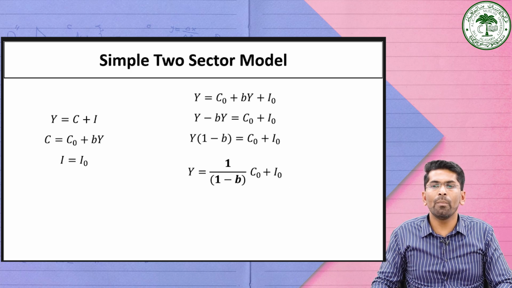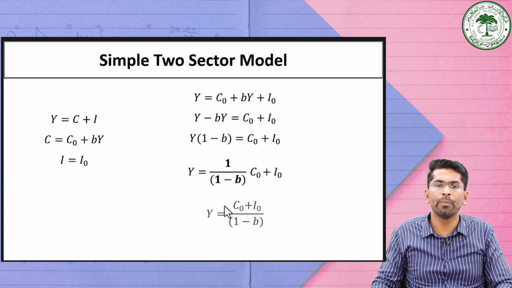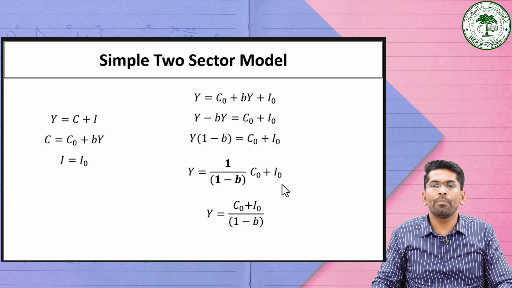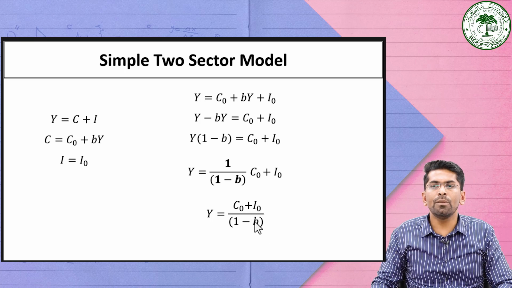See, 1 upon 1 minus b is actually the multiplier. I will explain it to you. Multiplying by C0 plus I0, the total income Y is equal to C0 plus I0 divided by 1 minus b. This is known as the reduced form of the equation, or the equilibrium level of income in a two-sector model. It expresses the equilibrium level of income explicitly as a function of exogenous variables and parameters.